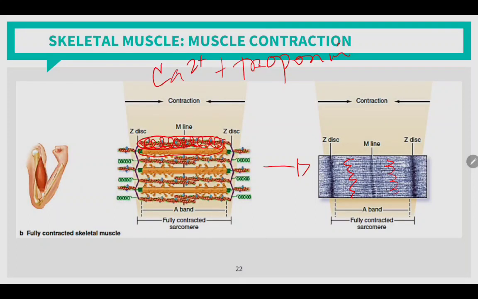So now, if I show you a view under the microscope and you see that the A band is darker, it means it is in the relaxed state. If you see that the A band in the diagram is lighter, it means it is in the fully contracted state. Okay? So let's talk about the different skeletal muscle types.